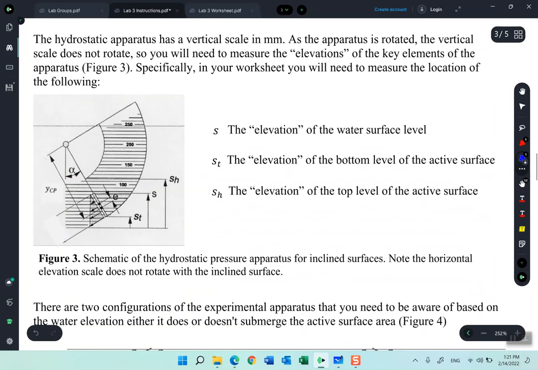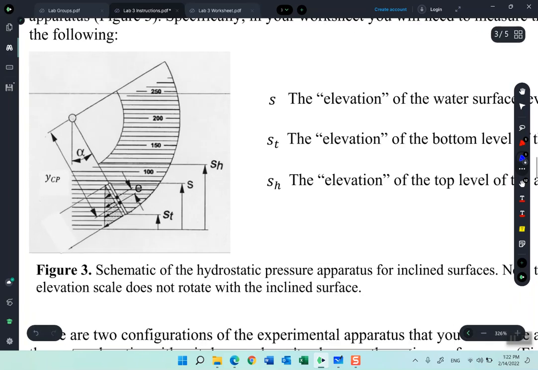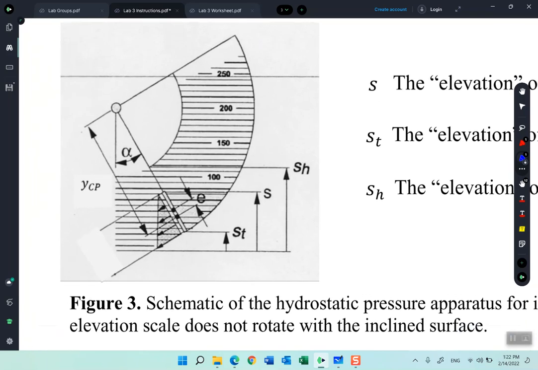Nice. So there are three elevations we have to measure before getting into the calculation. The first elevation is the water surface elevation. So imagine that while doing the experiment, that was the water surface. I'm sorry, this is not the water surface, this is the water surface. So the water surface elevation, we refer to that as S.